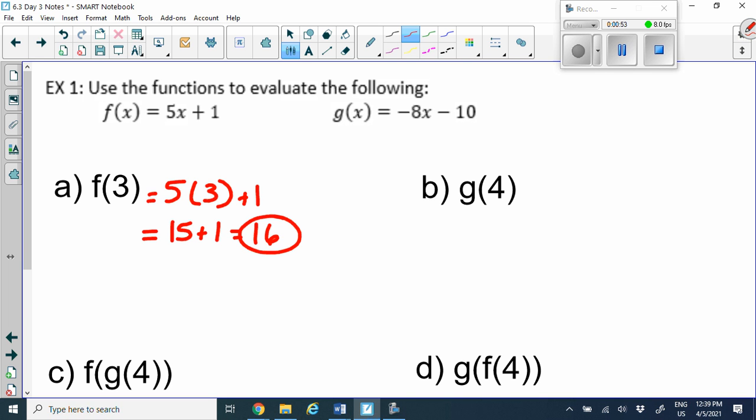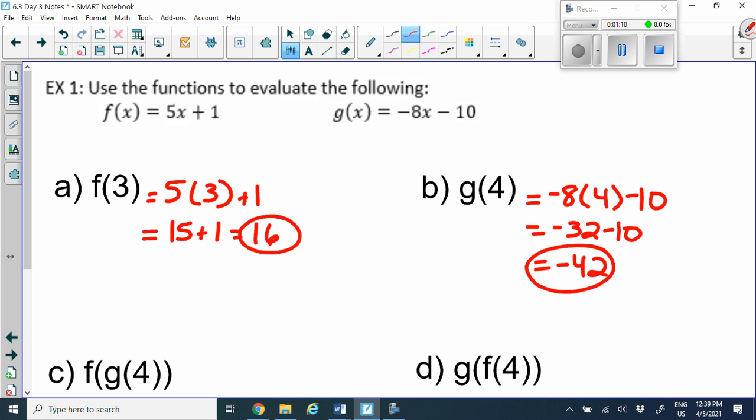Okay, let's do g of 4. So that means I need to plug it into the function negative 8x minus 10. So any place I see x, I'm going to plug in the 4. So I do negative 8 times 4 gives me negative 32 minus 10, and that gives me negative 42. And there's my final answer.